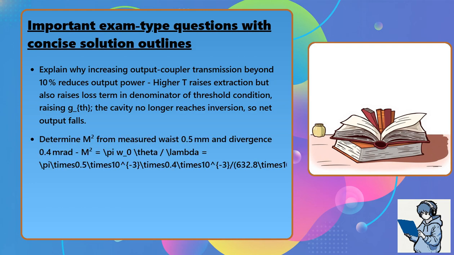Determine the beam quality factor M squared from a measured waist of 0.5 millimeters and divergence of 0.4 milliradians. M squared equals pi times W0 times theta divided by lambda, which evaluates to pi times 5 times 10 to the minus 4 meters times 4 times 10 to the minus 4 radians divided by 632.8 times 10 to the minus 9 meters, approximately 1.0.